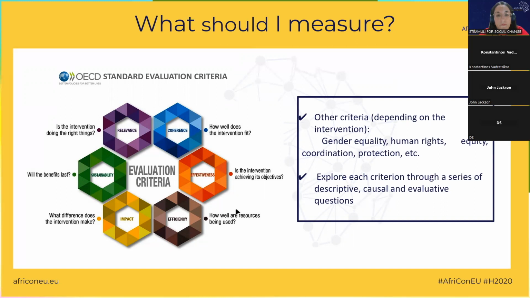criteria. And as explained earlier, these criteria have to be explored through a series of questions, examining what has happened, how your intervention has caused the observed changes, and what is the overall success of the intervention. The questions that are selected to explore your evaluation criteria will then help you determine what kind of data you need and which strategy and method you should implement for collecting it.